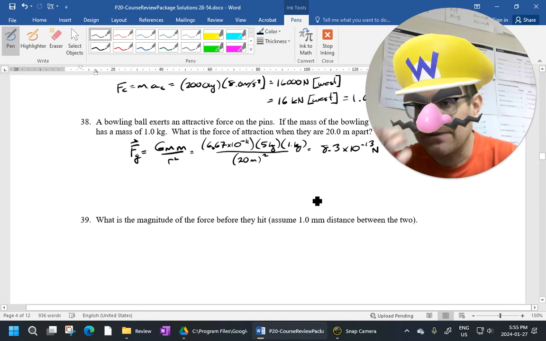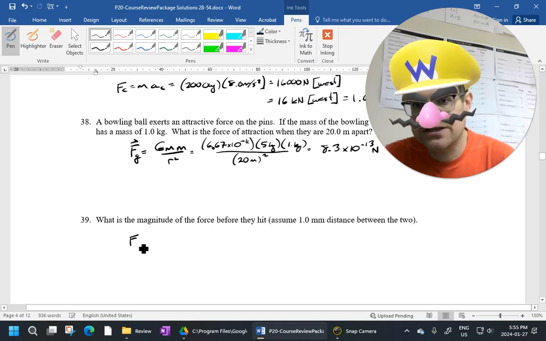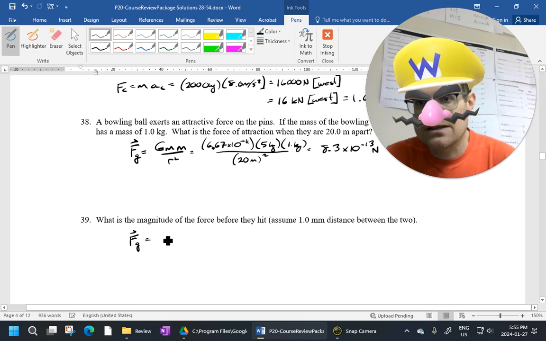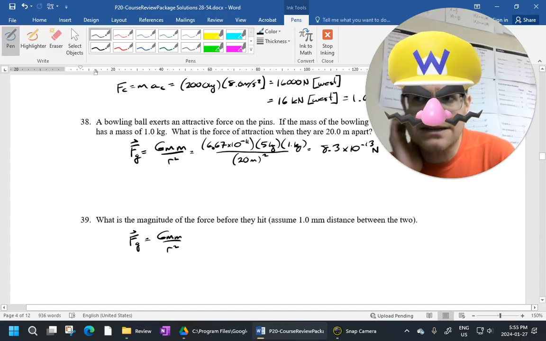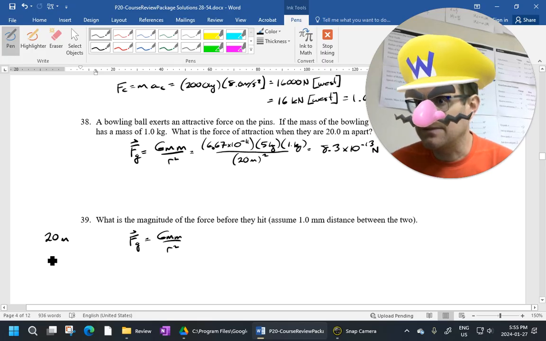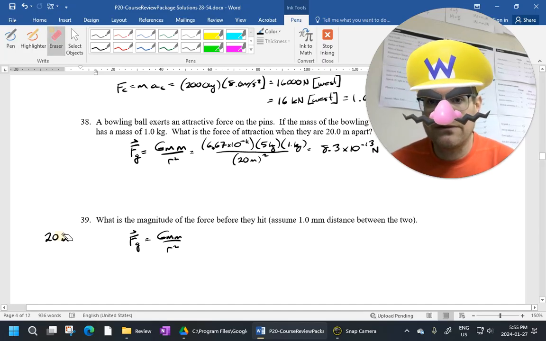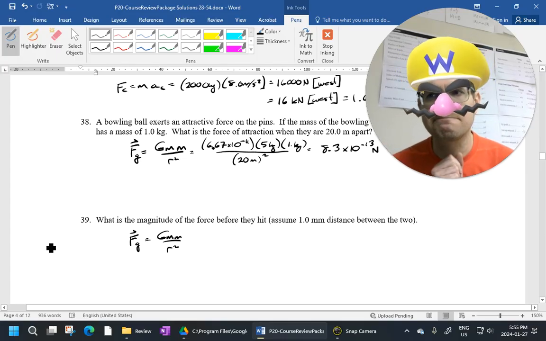All right, so they're just saying what happens if the force, or the distance, is way smaller. So it's a similar question. It's going to be a much smaller number, right? Now I want to do this just a little bit differently. It's just like, how do they compare? What is the difference between 20 meters and 1 millimeter? By what factor has it changed? That's what I want to do, because that's how I'm going to do this question.